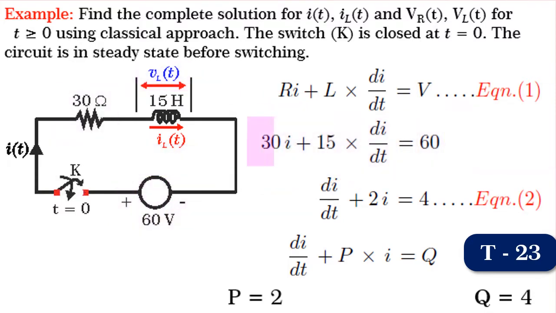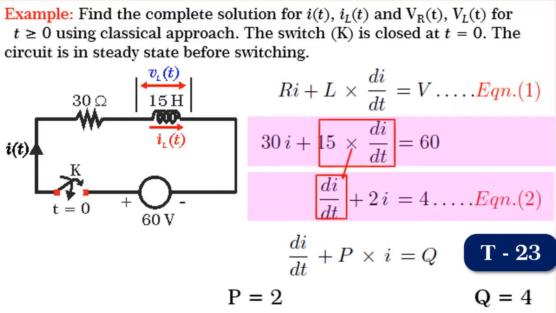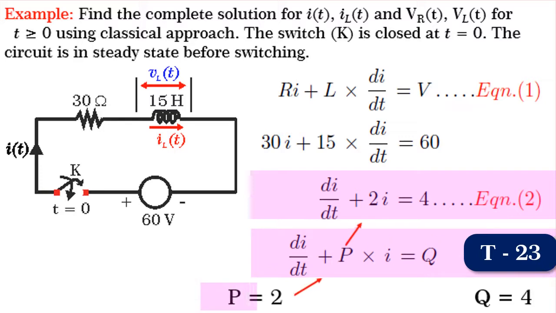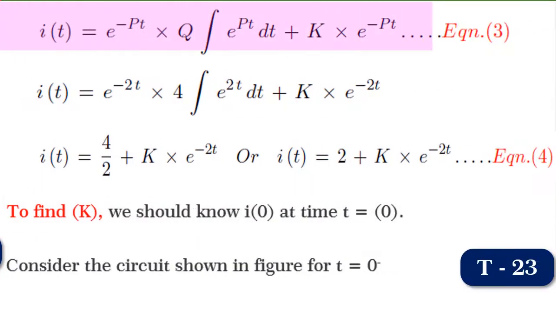By dividing throughout by 15 to bring the equation to the standard form, we get di by dt plus 2I is equal to 4. Let it be equation 2. By comparing this equation with the standard form of first order ODE, we get P is equal to 2 and Q is equal to 4. But we know the solution for the first order ODE is equation 3.